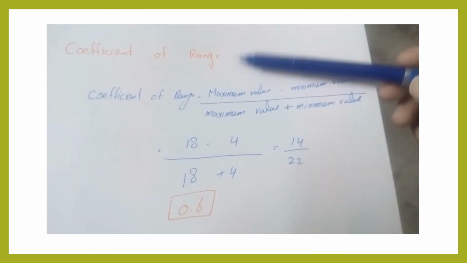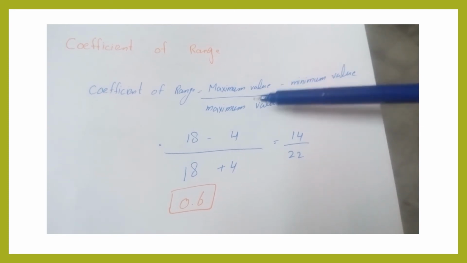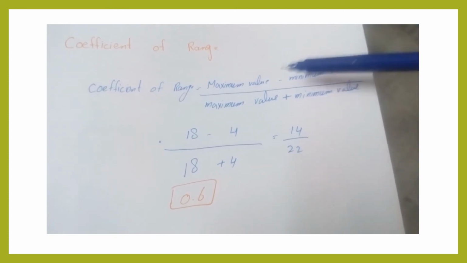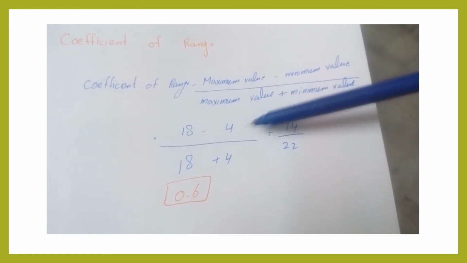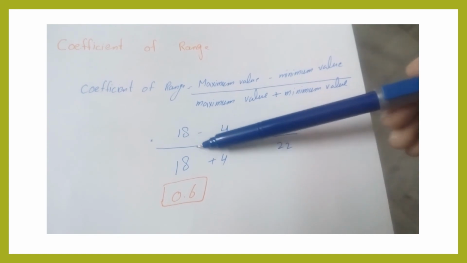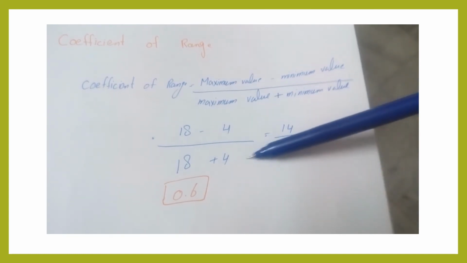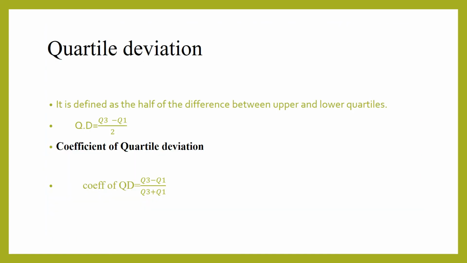And coefficient of range: maximum value minus minimum value divided by maximum value plus minimum value. Basically, the highest value minus the lowest value divided by the highest value plus the lowest value. So this is the formula of coefficient of range.